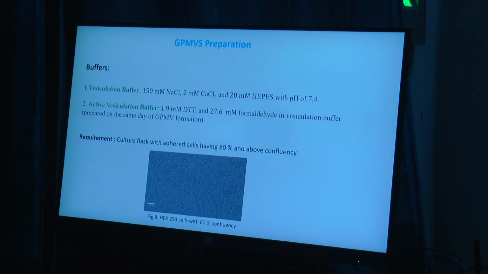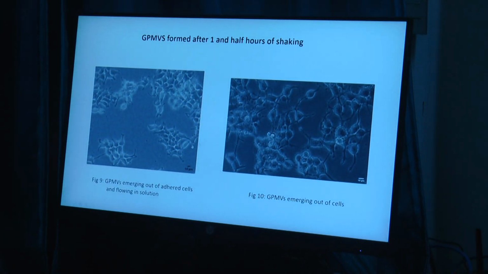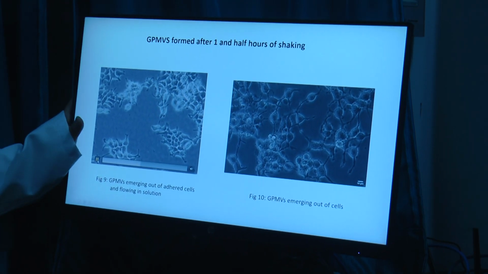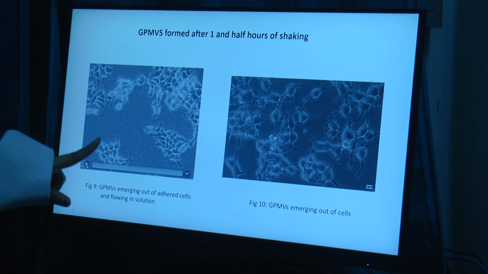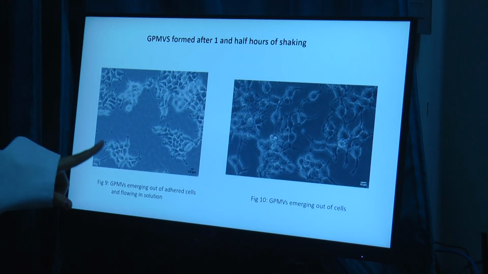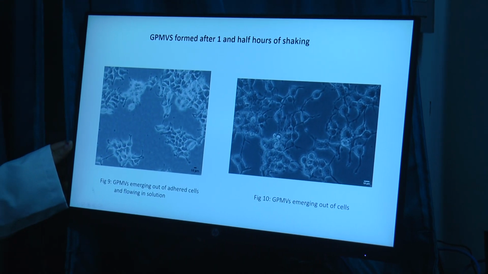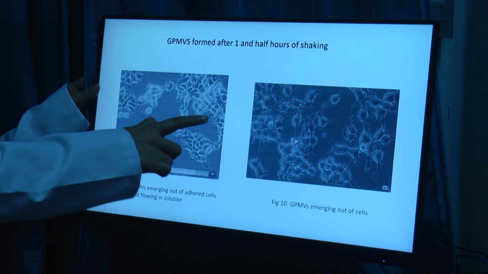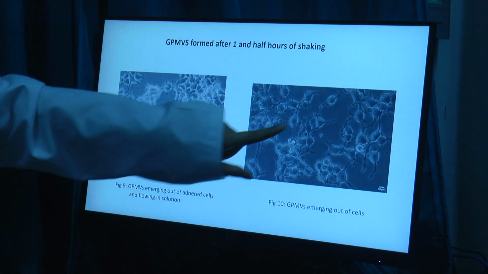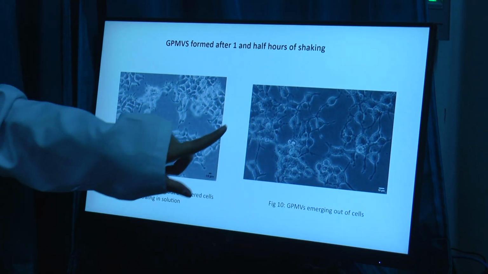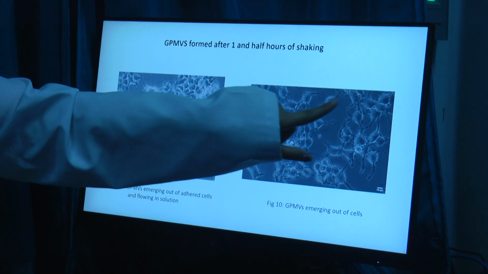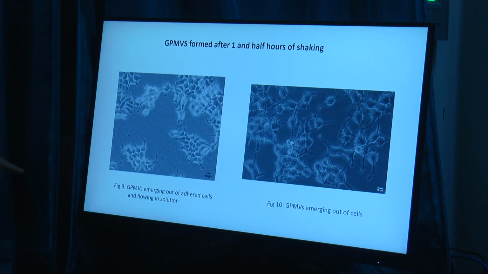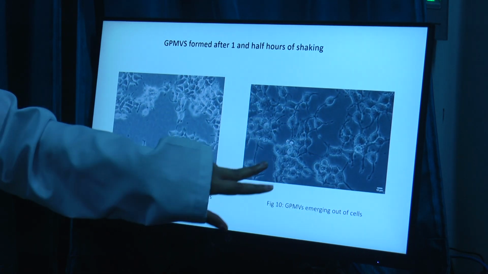Maybe first I can show you, just to have a view of how it should be. These are the vesicles which I extracted. These which are flowing inside have come out of the cells, and some which are attached here are emerging. This is a little larger view. See, this is the emerging vesicle here. So these all are emerging from the cells. I see. And these are the adherent cells.